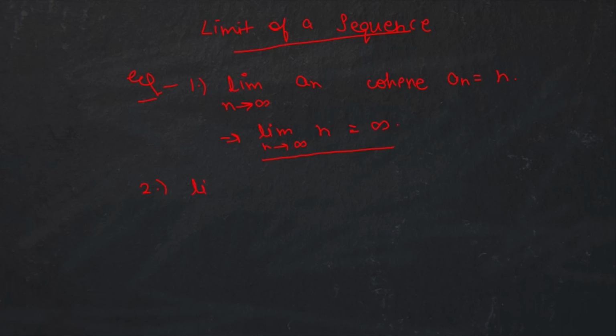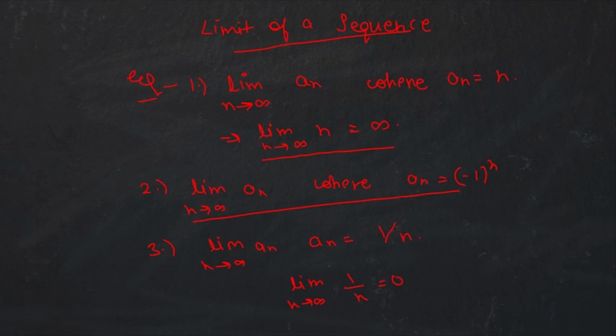My second example was the limit as n tends to infinity of a_n, where a_n was minus 1 to the power n. Friends, I will leave this example for future reference. I will not explain what the limit of this sequence will be; I will come back to it afterwards. What was my third example? The third example was the limit as n tends to infinity of a_n, where a_n was 1 over n. We all know that the limit as n tends to infinity of 1 over n is 0. Therefore the limit as n tends to infinity of a_n will be 0.